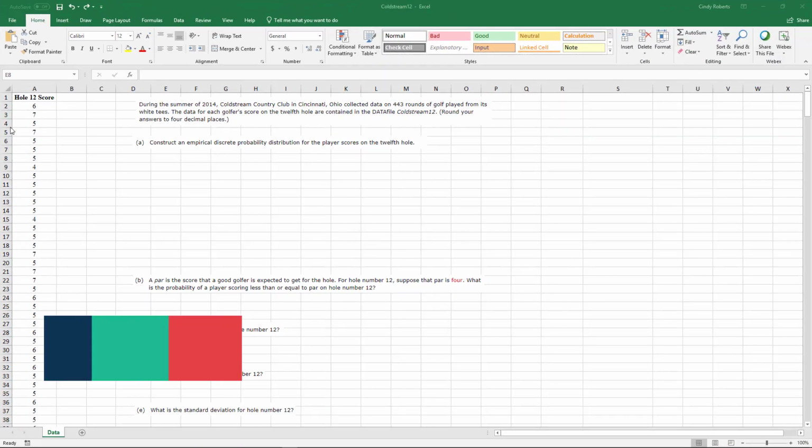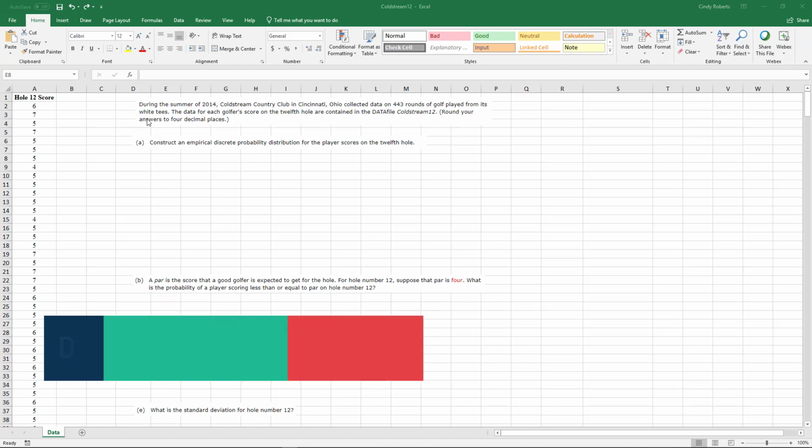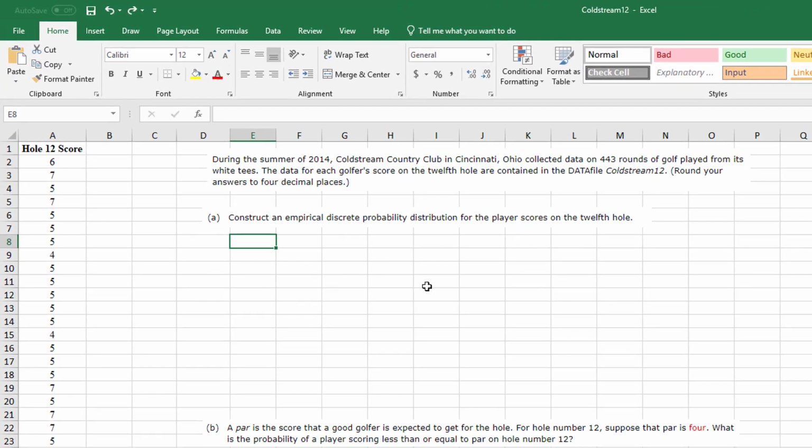All right, so I have some information. This was a data file that was given to you on this golf course on hole 12, and I guess each golfer's score. And so what I want to do is construct a discrete probability distribution. How do I know it's discrete? Because of however many times it took them to get the ball in the hole. See, I know all about that golf stuff, right? These are countable values, so it's not like it can be 7.5 or 7.3.